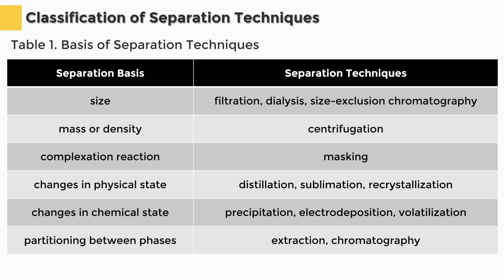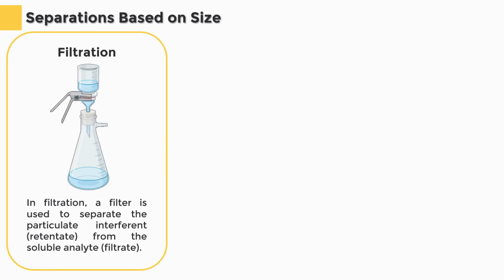In this table, we can see different separation techniques and their bases. Let's discuss them one by one. Let's discuss separations based on size, since it is the simplest physical property that we can utilize in separation. One example of separation based on size is filtration. Using this separation technique, a filter is used to separate a particulate interferent from the soluble analyte. Some examples of filtration are gravity filtration, suction filtration, and membrane filtration. The next one is dialysis.